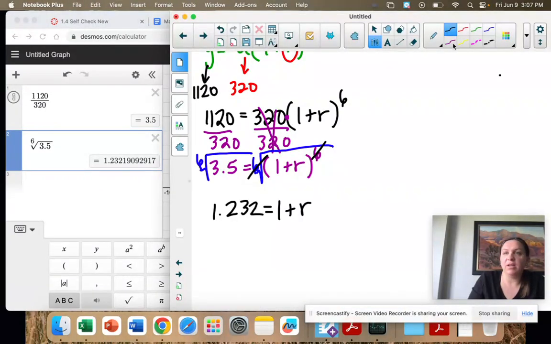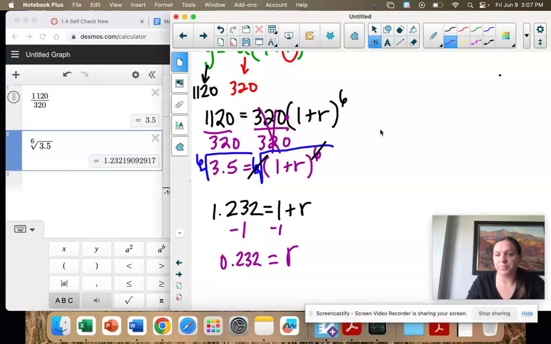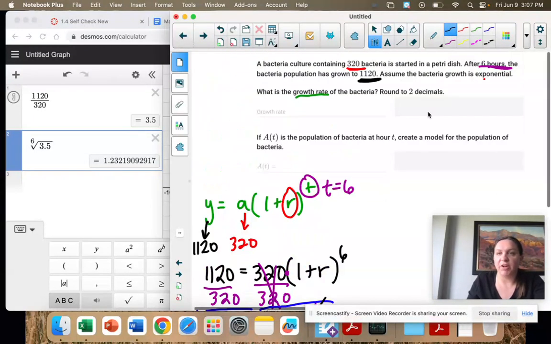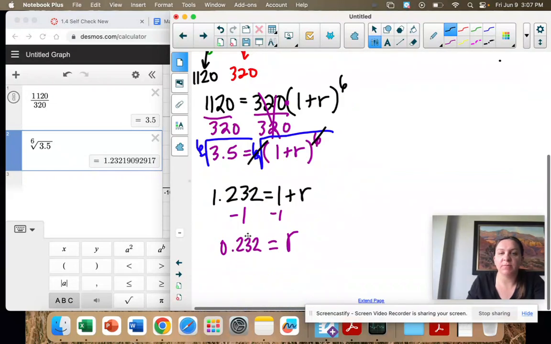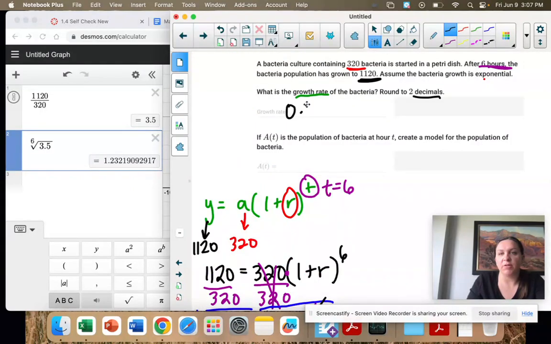And then we want to solve for r. So 1 plus r, to get rid of the 1, we're going to subtract the 1. So r equals, we're just going to look at the decimal, 0.232. But I forget what we're rounding to. Oh, 2 decimals. So because that 2 is less than 5, it stays the same. So our growth rate is 0.23.